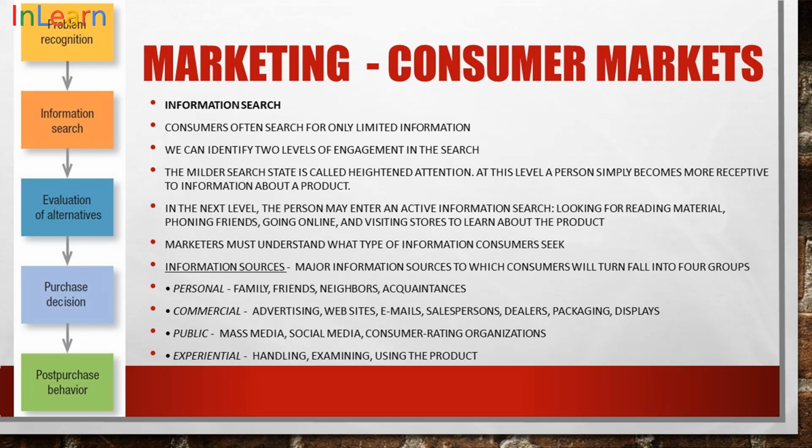Information sources. Major information sources to which consumers will turn fall into 4 groups: personal, family, friends, neighbors, acquaintances. Commercial, advertising, websites, emails, salespersons, dealers, packaging, displays. Public, mass media, social media, consumer rating organizations. Experiential, handling, examining, using the product.